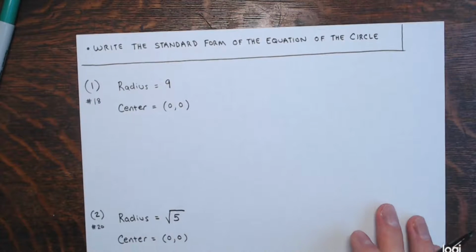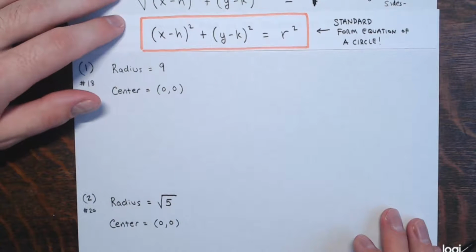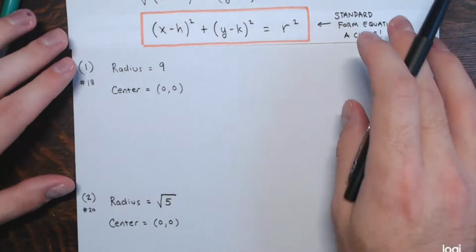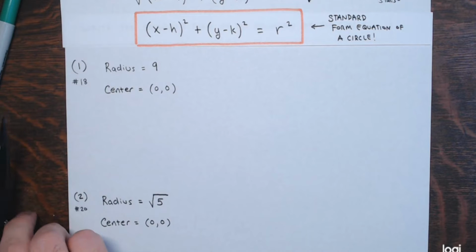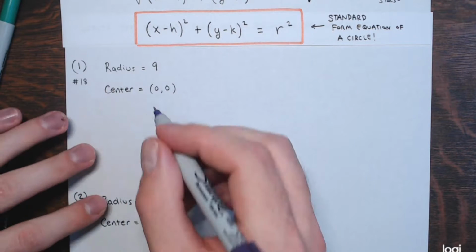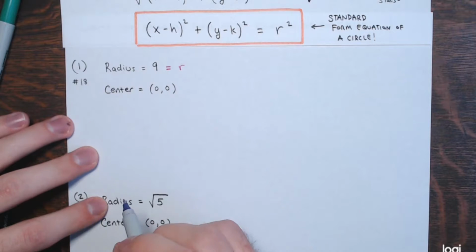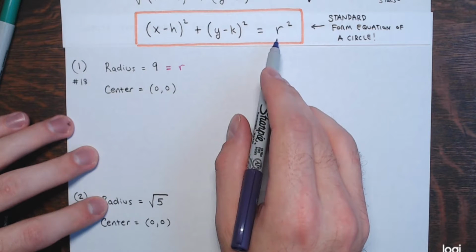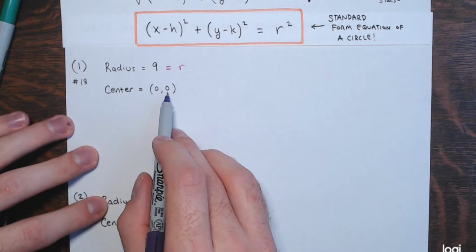So let's go back. Now that we know what the standard form of the equation of a circle is, and I'll put it up top here, let's do number 1, which is example exercise 18 from the text. So the radius is 9 units, right? Again, that's going to be little r. So that'll replace r in the equation. And the center is (0, 0), the origin.